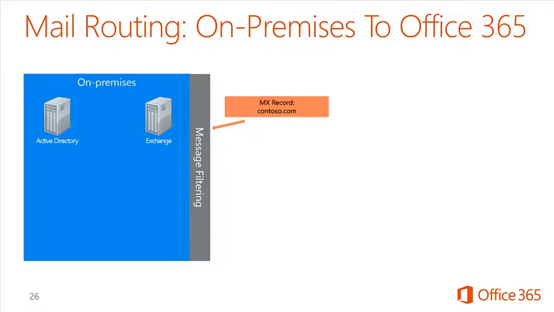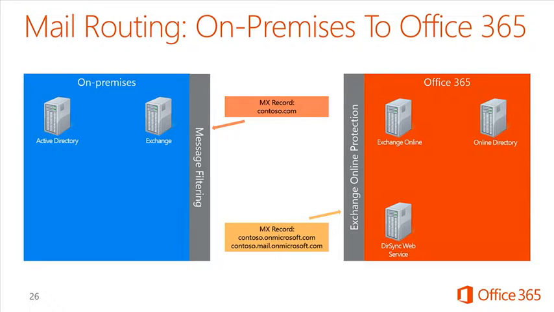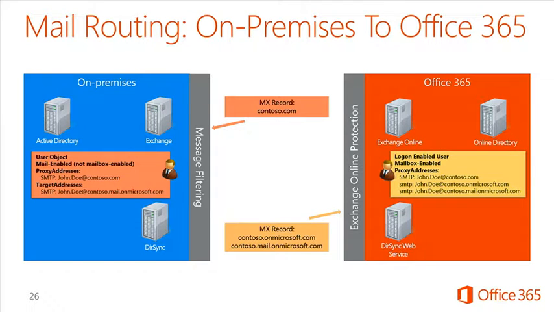When we go to add staged Exchange migration, we will provision our Office 365 tenant. When we provision our Office 365 tenant, we will have a name, typically our domain name .onmicrosoft.com. So that namespace is associated with the Office 365 tenant. We will create an MX record pointing to that namespace. Therefore, mail that flows to John Doe or Andrew, for example, at contoso.mail.onmicrosoft.com flows to the Office 365 tenant.